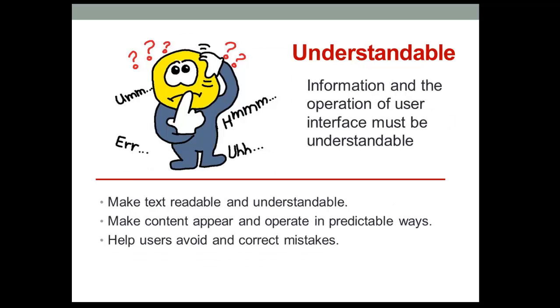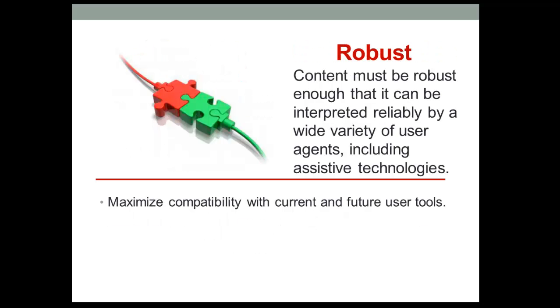Understandable means that information and the operation of the user interface must be understandable to all users. This would mean that text is readable, content operates in a predictable manner, and users have support to avoid and correct mistakes. Robust means that content can be interpreted reliably by a wide variety of user agents, including assistive technologies. In other words, content is interoperable with other technologies.